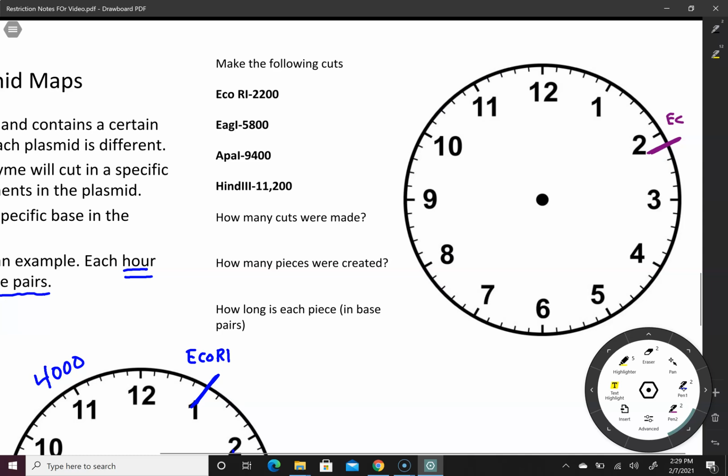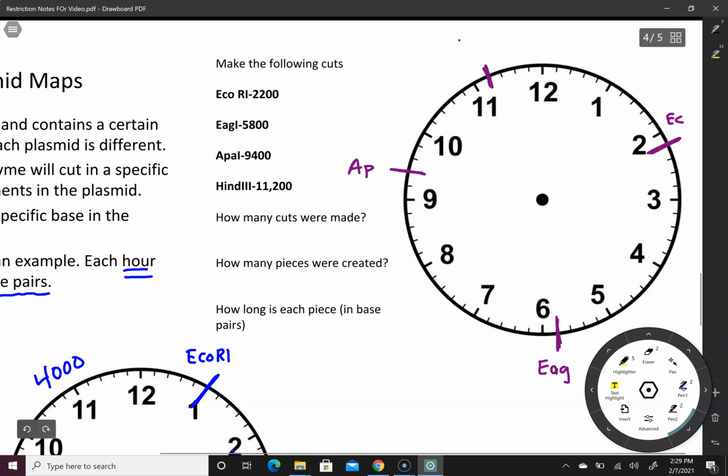EagI is going to cut at 5,800. So let's put EAG right there, 5,800. ApaI at 9,400 right there. And then finally HindIII at 11,200.